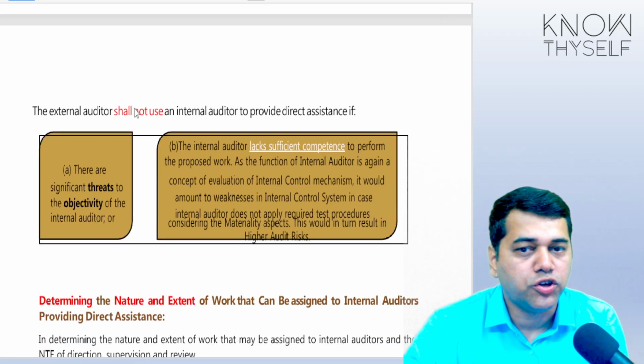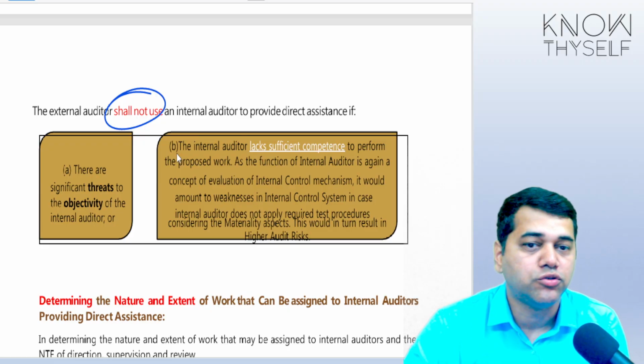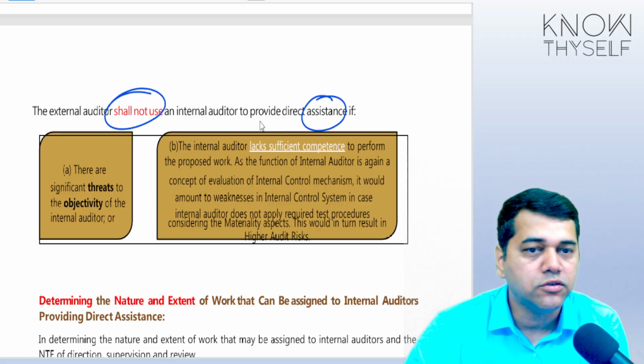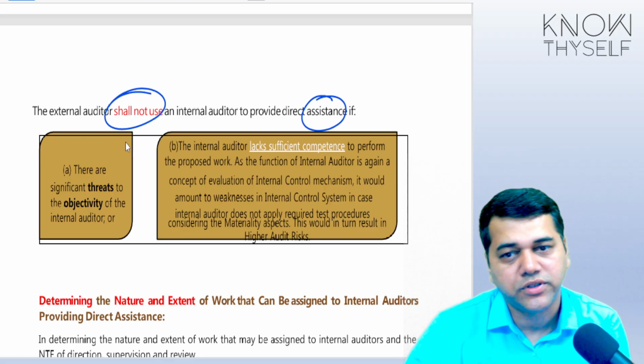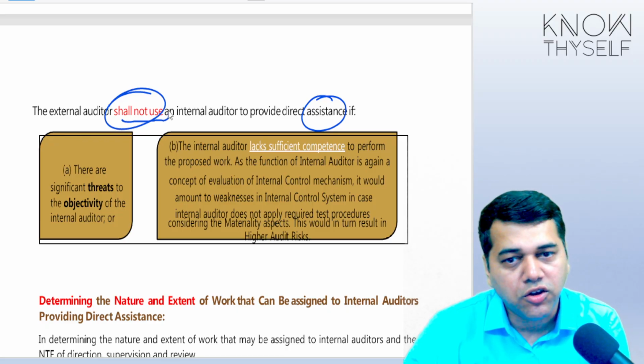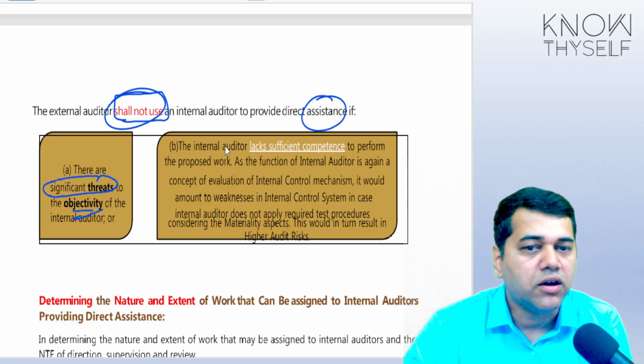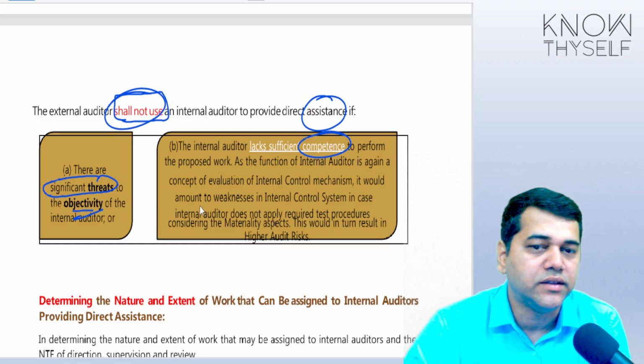Now, when should you not use the work? We already discussed something similar. We should not use the work if there is a threat, objectivity is low, competency is low, or there is no disciplined approach. Similarly, the external auditor shall not use the work if there is a significant threat to objectivity, or the internal auditor lacks the competency to perform the work.